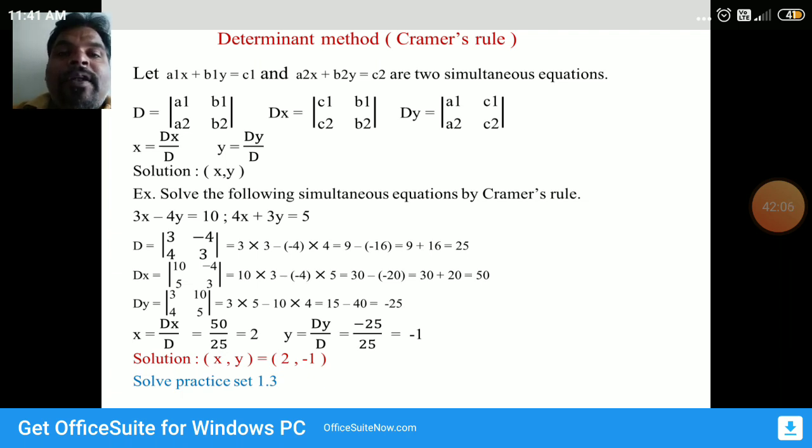This is the formula. Now Dx is 50 upon D is 25 is equal to 2, and y is equal to Dy upon D is equal to minus 25 upon 25 is equal to minus 1. Now the solution of these two equations is x comma y is equal to 2 comma minus 1. This is the determinant method, also called Cramer's rule. Now you can solve practice set 1.3.